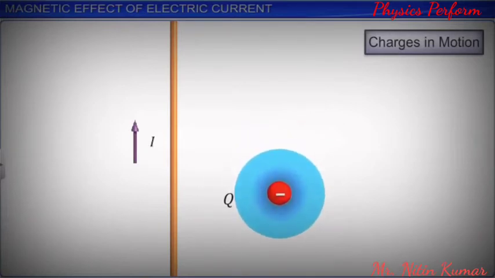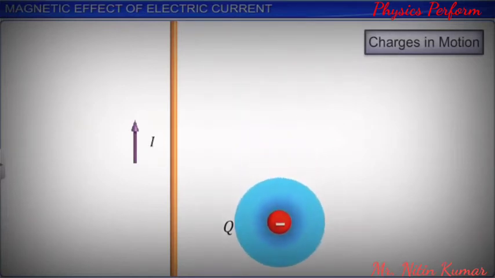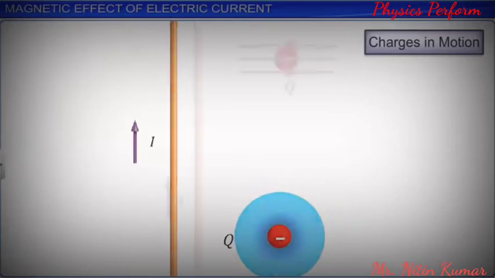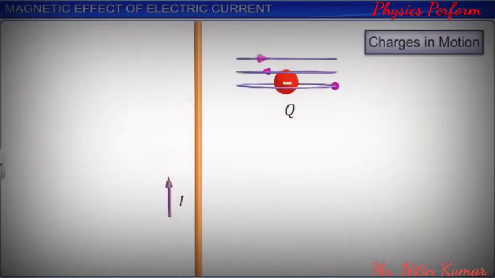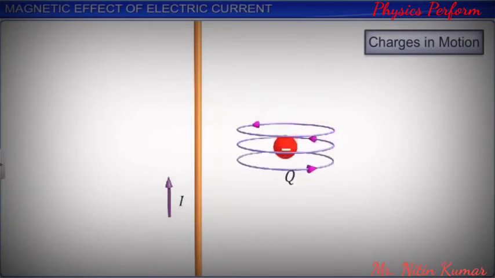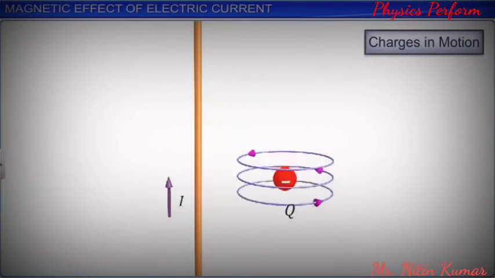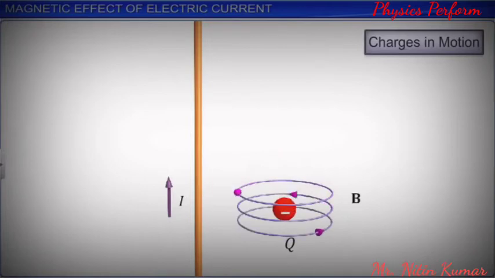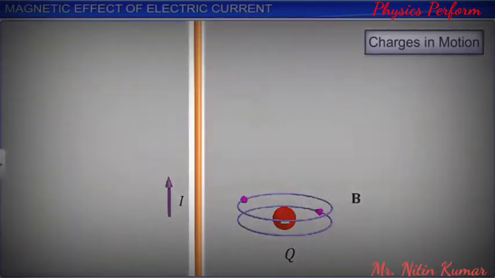This new field exerts a force on the charge Q when it is moving. This new field is the magnetic field created by charge Q when it is in motion. Magnetic field is denoted by the letter B. The current in the wire is nothing but charges in motion.